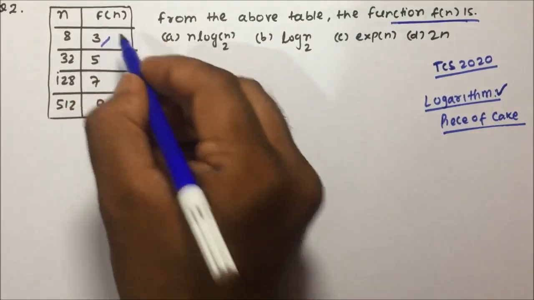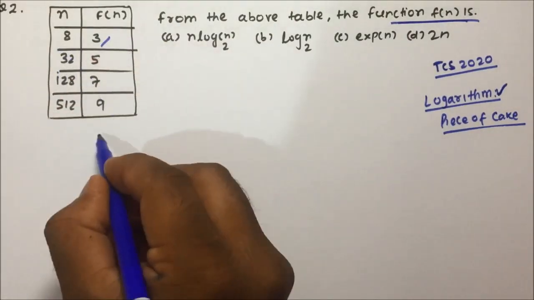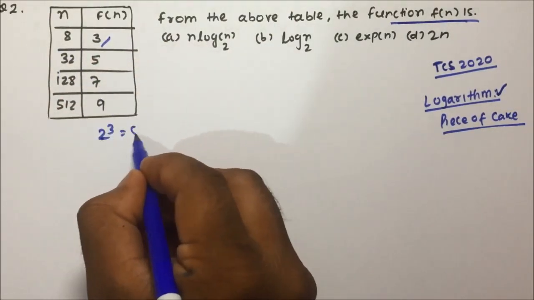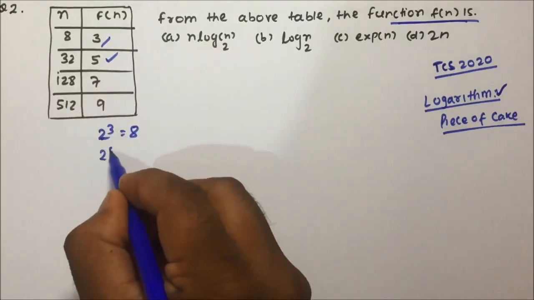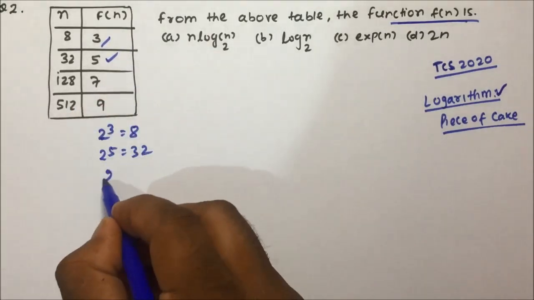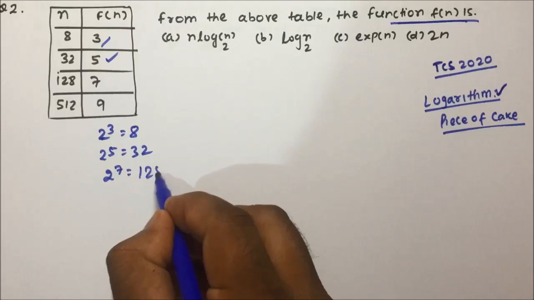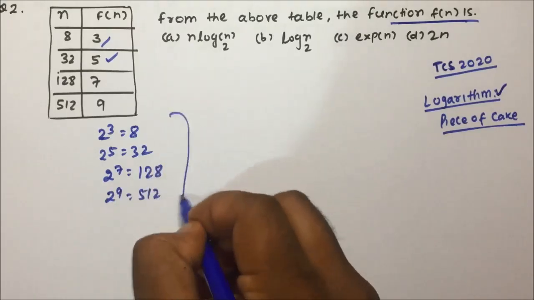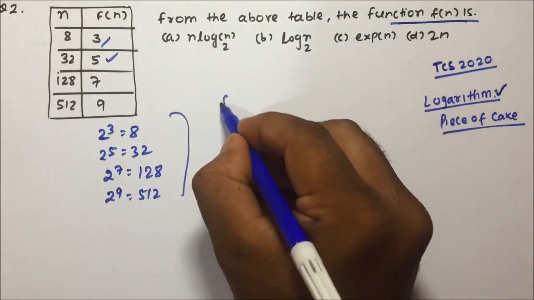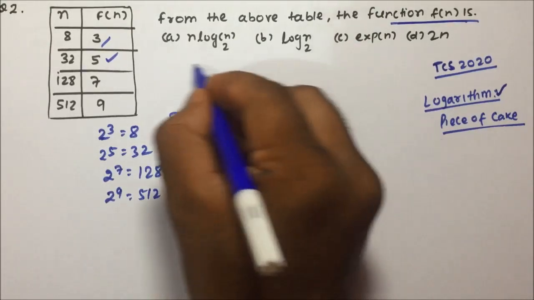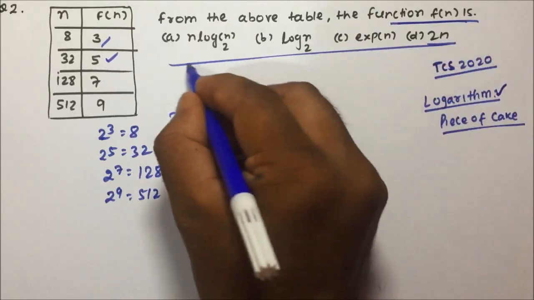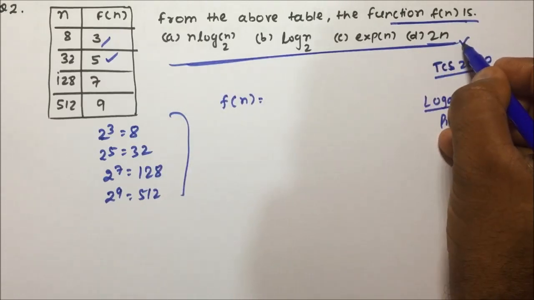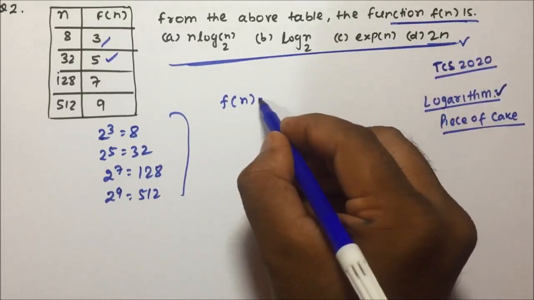So friends, you can directly see here, this is 3 and this is 8. So 2 cube will be nothing but 8. And then you can see 2 to the power 5 will be nothing but 32, and 2 to the power 7 will be nothing but 128, and 2 to the power 9 will be 512. Right? Now which of the following will be the answer or will be equal to f(n)?